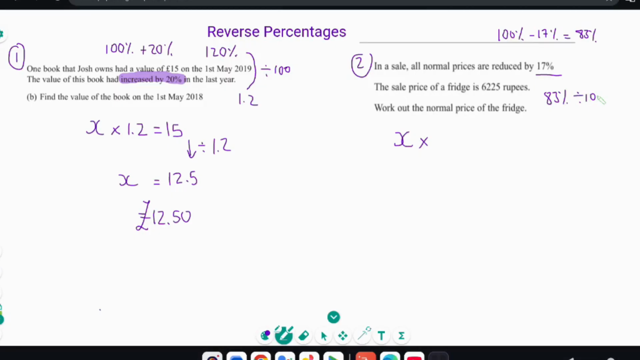So we know that the original price of the fridge times by 0.83, reduced by 17%, costs 6,225 rupees. Let's work back to find X. So we're going to divide both sides by 0.83. That gives 7,500.